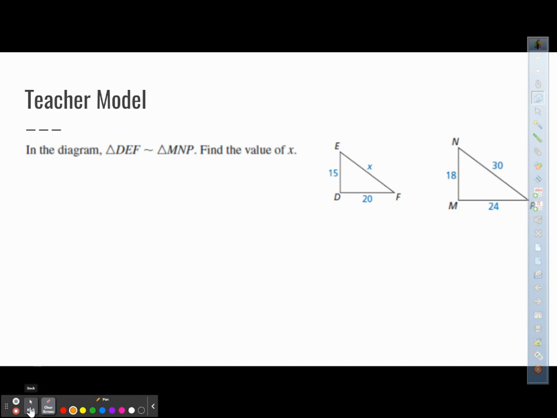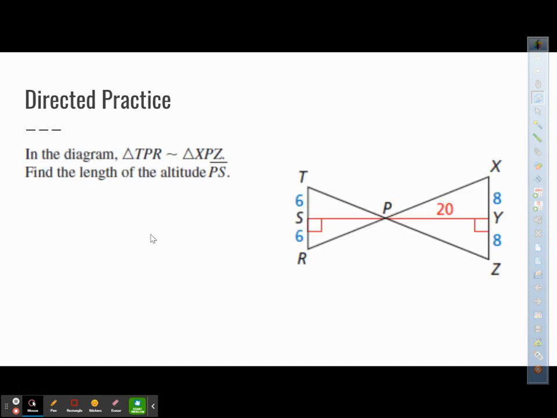Alright, let's do another one together. That's all you do is find X? In the diagram, triangle TPR is similar to triangle XPZ. Find the length of the altitude segment PS.